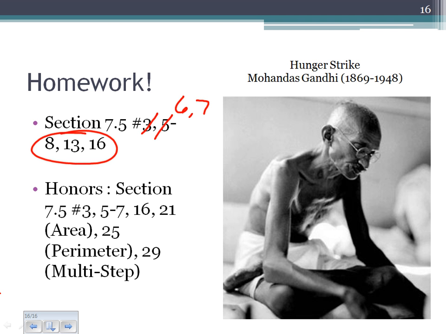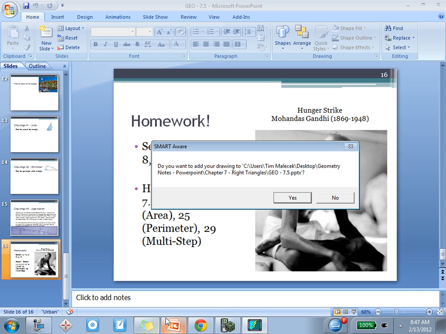All right, ladies and gentlemen, you've been great. Leave your calculators on your desk, please. Leave them on your desk, please.